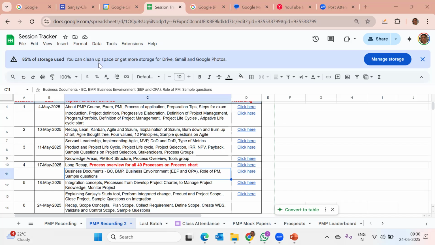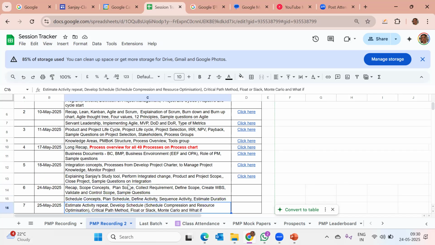That was the 17th. The 18th was on integration. Here also we spent a good amount of time and understood integration at a broad level. In the second half, we understood that Excel tool, which helps you do the crisscross type of study. And there were some sample questions on integration, which were a little tricky.